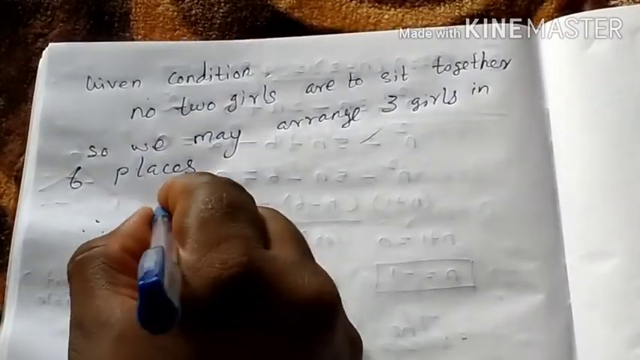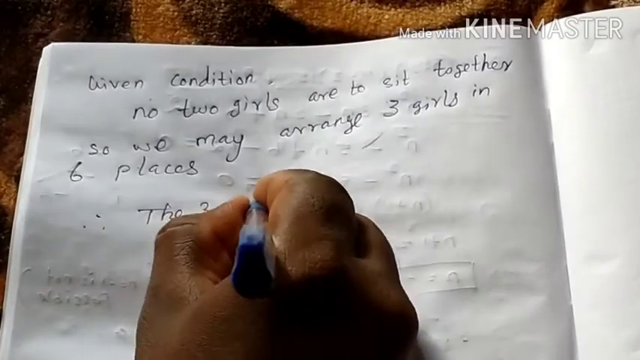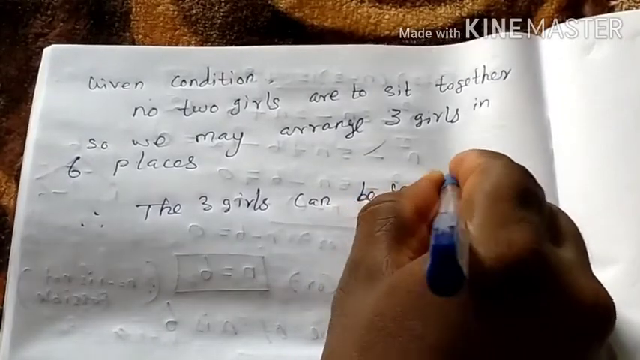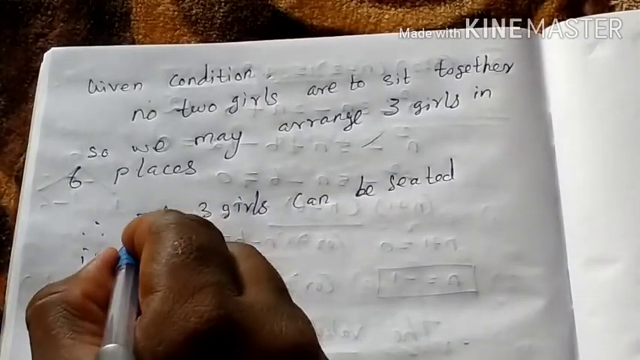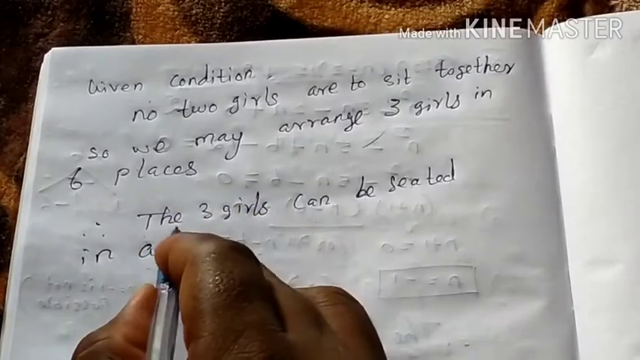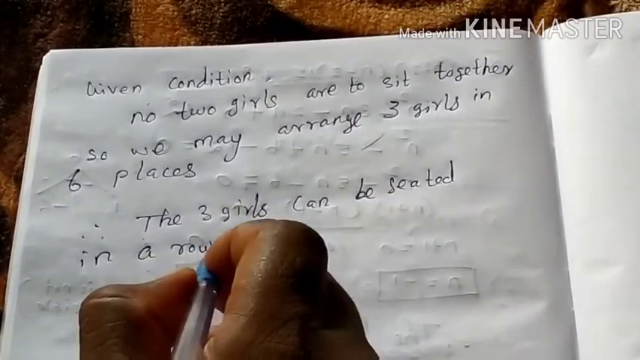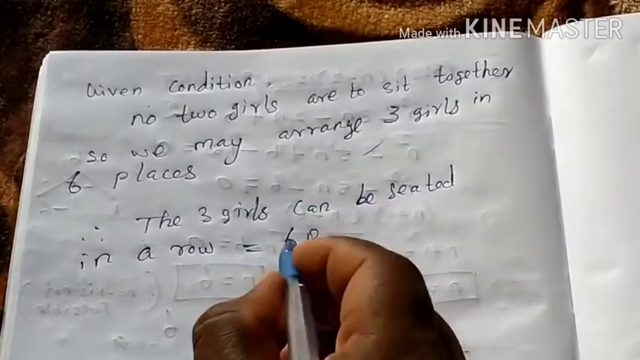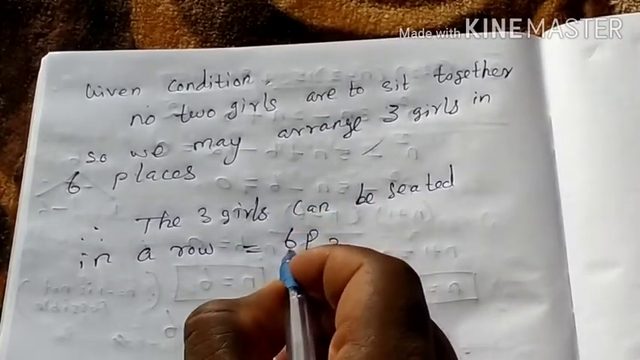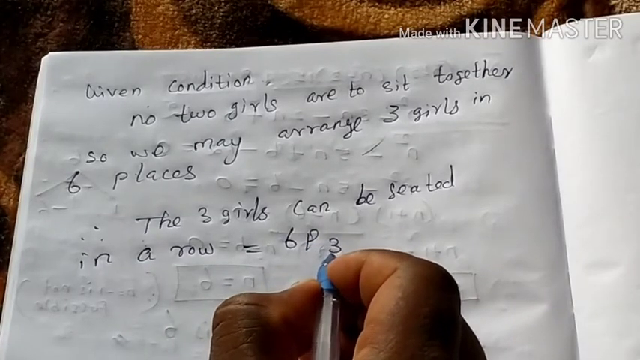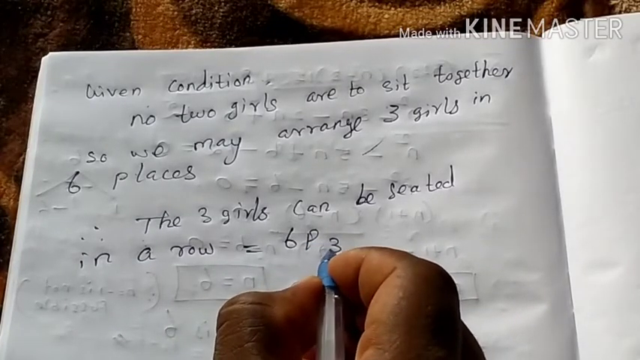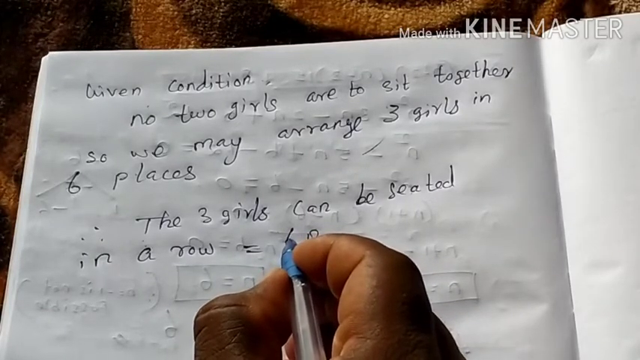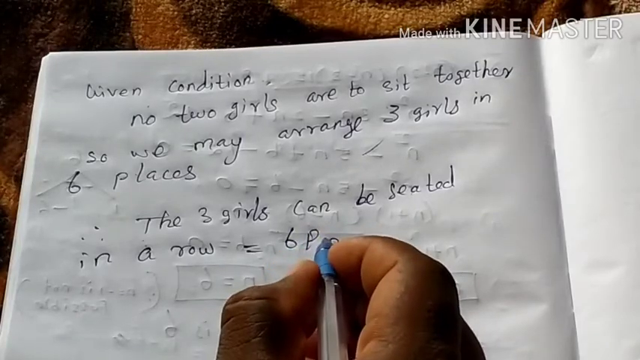The 3 girls can be seated in a row in 6P3 ways. The total number of outcomes is 6. The possible outcome is 3, because only 3 girls are given. But the total outcome is 6. Okay, 6P3. Have you understood this?